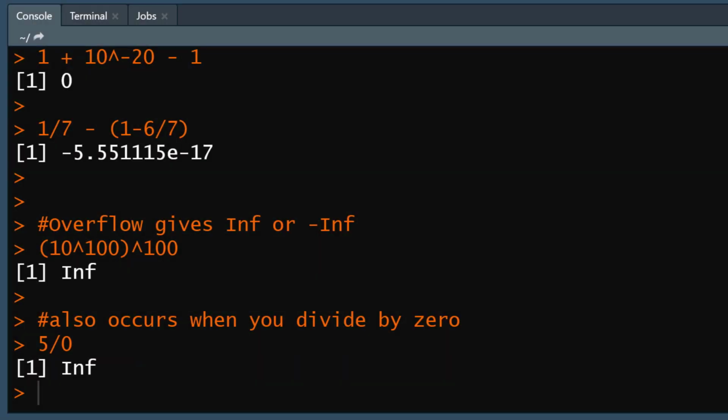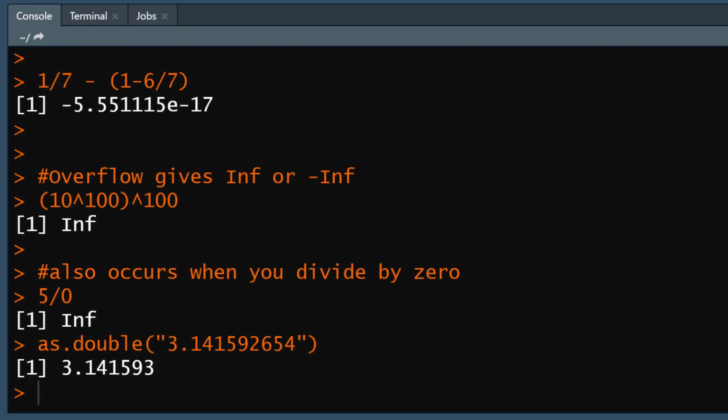R can convert text into numbers. So in this example here, I have taken 3.141592654, put it in quotation marks, so R will treat it as text, and I use the as.double function to convert it to a number, and you can see I get a number out. R will return NA if it doesn't know how to convert a number.